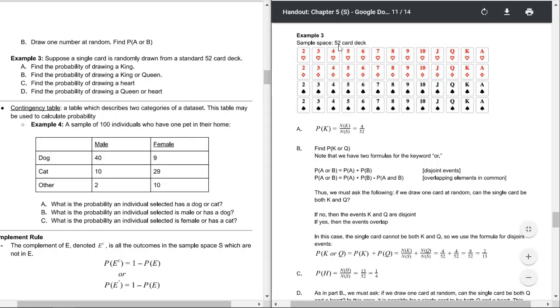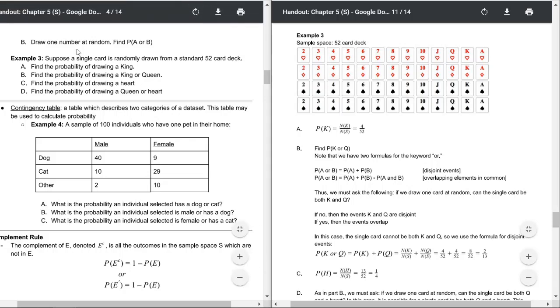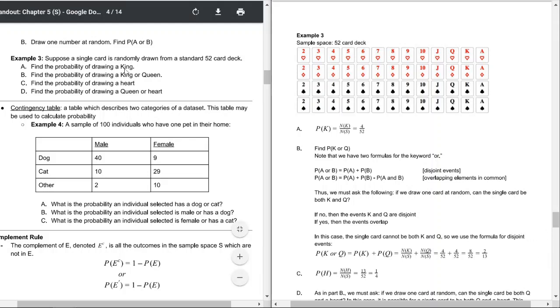And the reason we discuss this in this chapter, in this section specifically, is because we're talking about the addition rule with the keyword or. And we can apply that to even something like this. So let me show you. First, for part A, we want to find the probability of drawing a king.